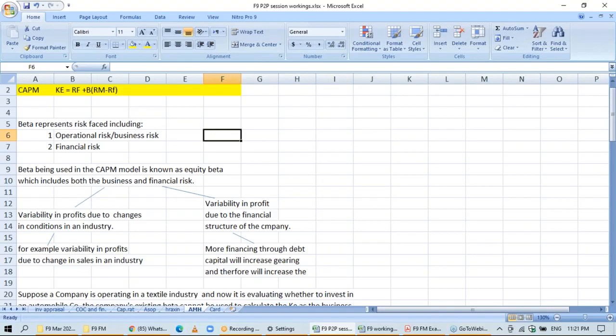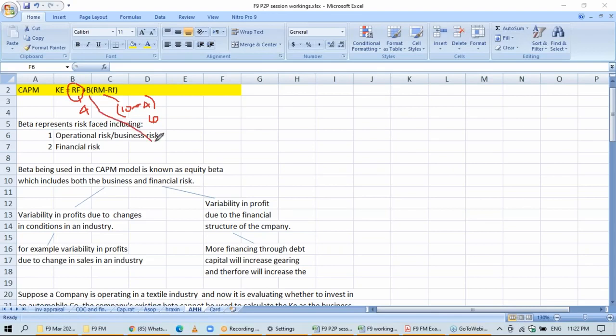Return from the market portfolio is the return from a well diversified portfolio where the non-systematic risk has been diversified. Only systematic risk remains. So 10% is the return from a well diversified portfolio, and 4% is the risk-free rate. Means 6% is the rate by which the return exceeds the risk-free rate, and the investor wants 6% more for a well diversified portfolio of ordinary shares, right?